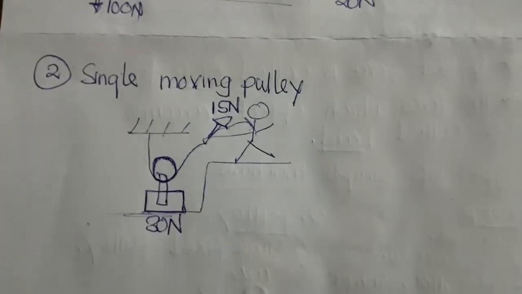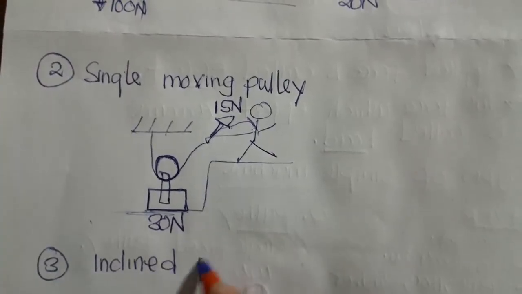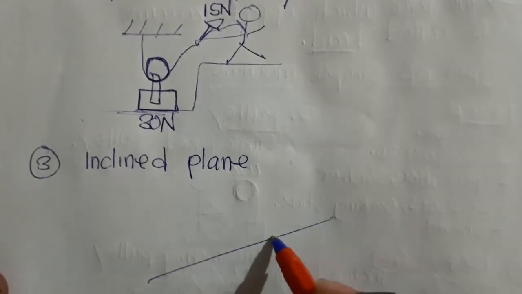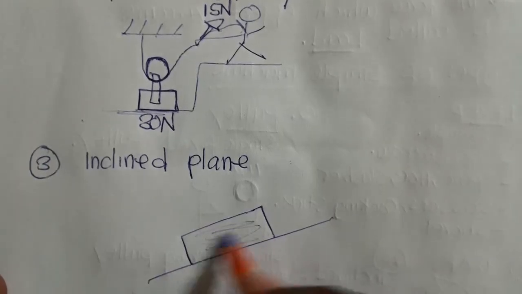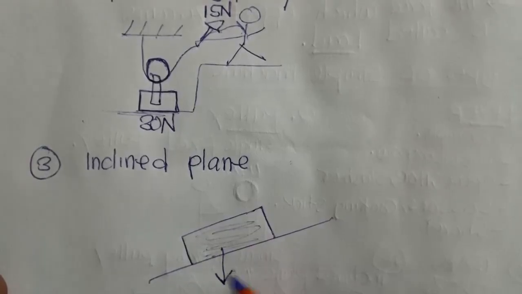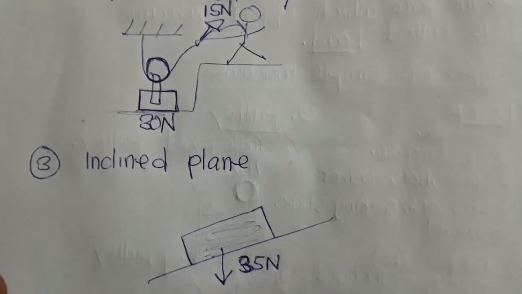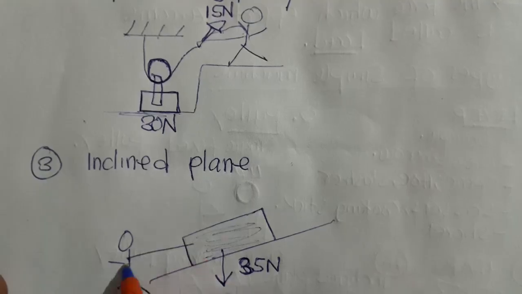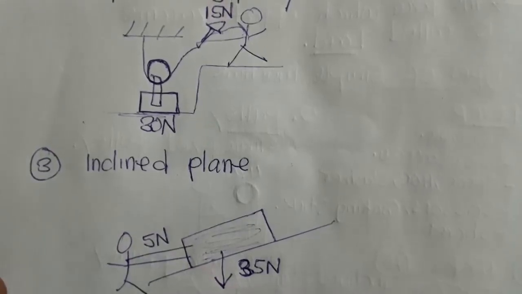Then the third one is on an inclined plane. I just want to see if we are able to answer these simple questions. This is a load with a force of 35 newtons. A person is pushing it using 5 newtons like this.